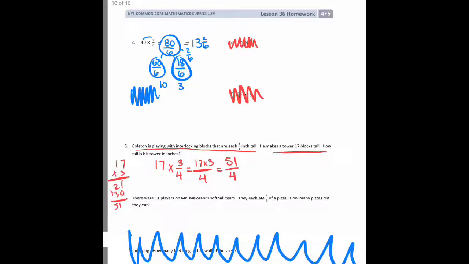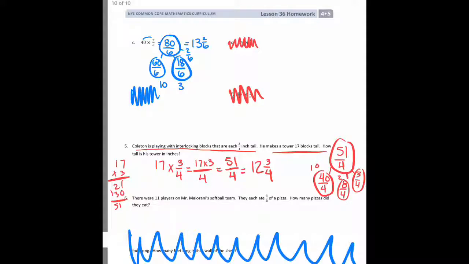So 51/4. Well, no one says 51/4 inches, so we got to change that back. So let's use a number bond over here. I'm going to pull out 40/4 because that's an easy one. Still got 11 more to go. I could pull out 8/4 as well. And that would leave us with 3/4 left over. And so 40/4 is 10, 8/4 is 2, 3/4 is there. So 10, 2, and 3/4 would be 12 and 3/4 inches.